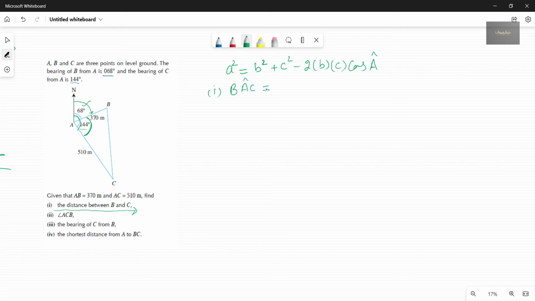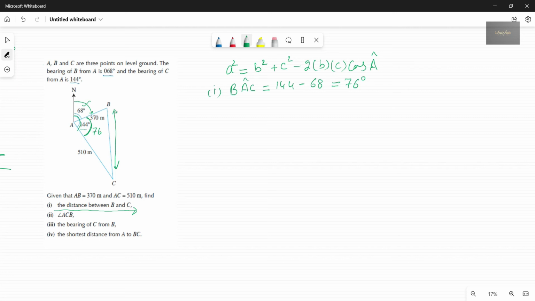Okay, BAC will be 144. It's optional, you can calculate it directly. So it will be 144 minus 68. Your answer is 76 degrees. Now this angle is 76, and I need to find this side which is opposite to angle 76, right?